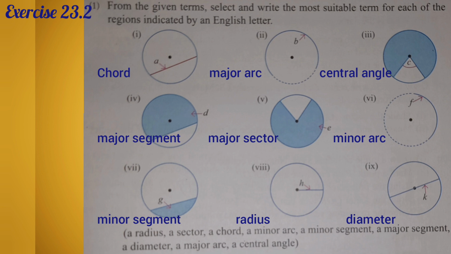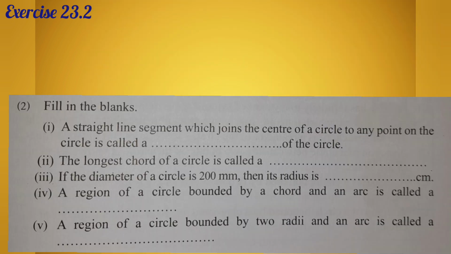Actually, this is a major sector. Then number 6, that is a minor arc. Number 7, that is a minor segment. Number 8, it is a radius. Number 10, a diameter. So these are the answers for question number 1. Question number 2, fill in the blanks.